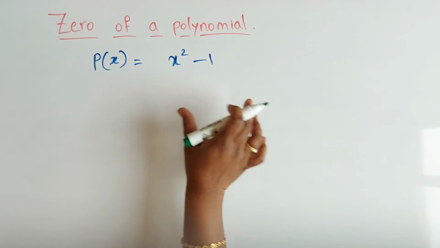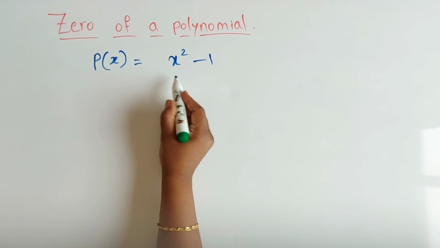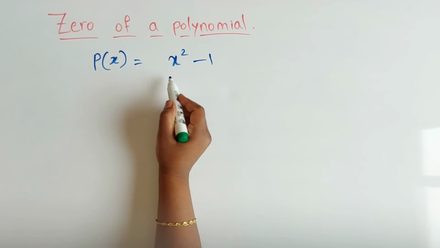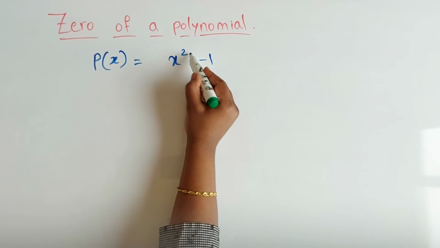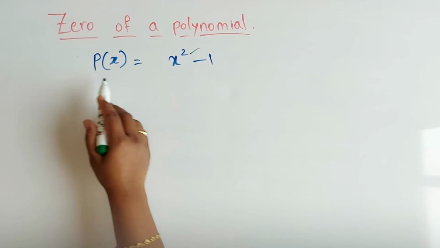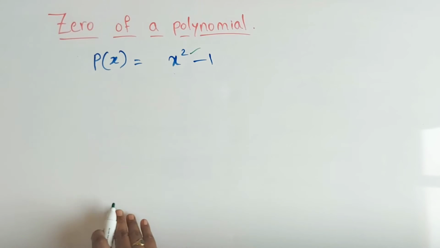Let's take a quadratic polynomial, children. P of x equal to x square minus 1. Why is this a quadratic polynomial? Because the degree of this polynomial is 2. Correct, children? P of x equal to x square minus 1.